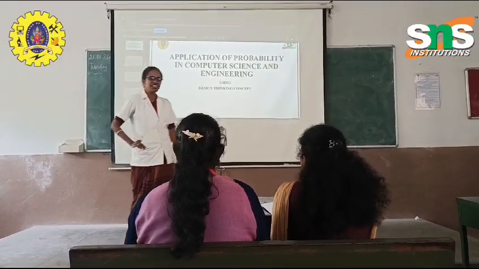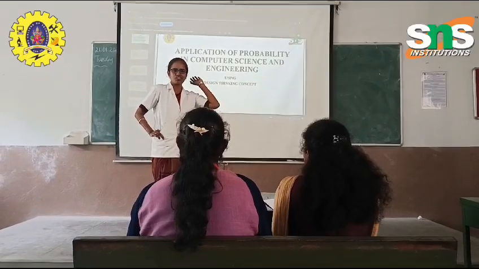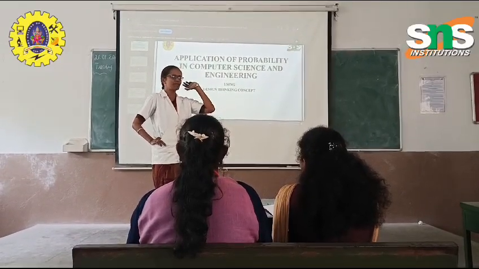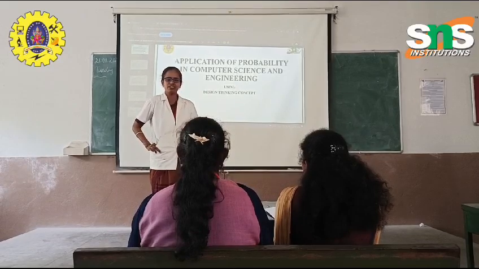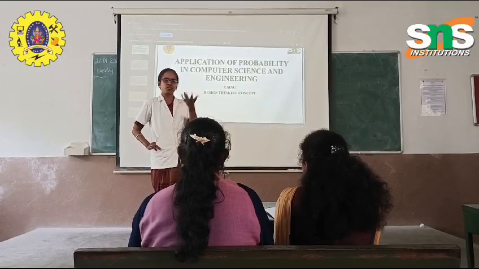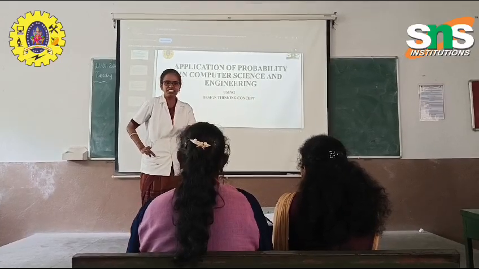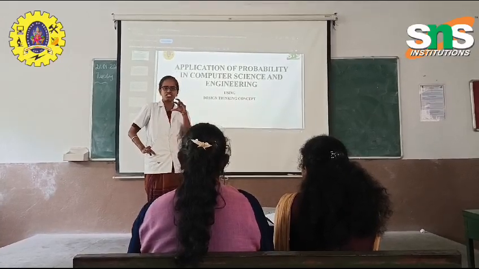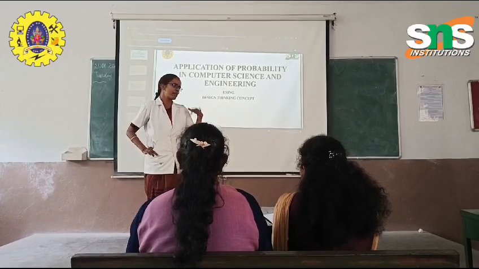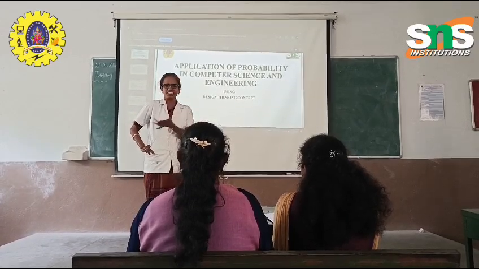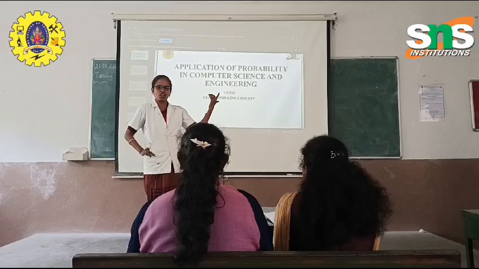So in probability and statistics, we are going to have unit number 1. Unit number 1 is probability and random variables. Before starting the unit, we are going to have an introduction on probability. Then we are going to see the applications. Then we are going to bring the concept of design thinking in probability. One by one, we are going to bring all those things.